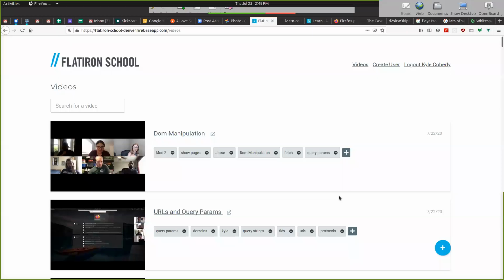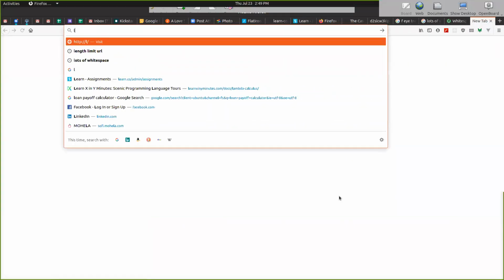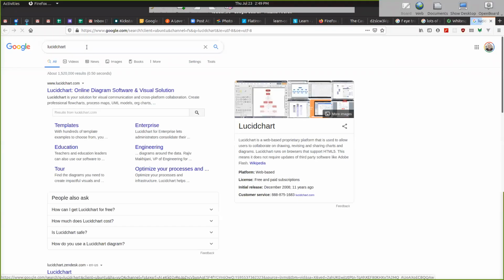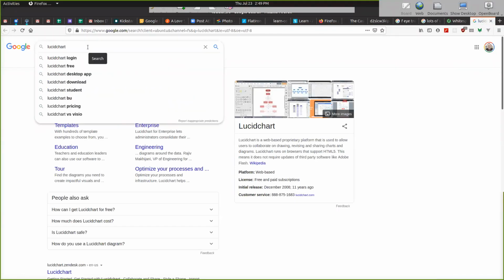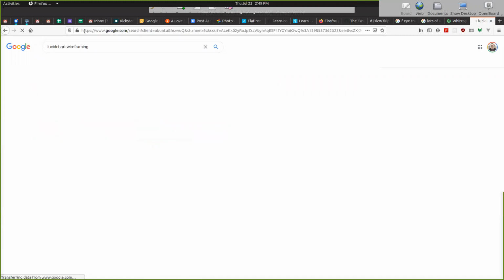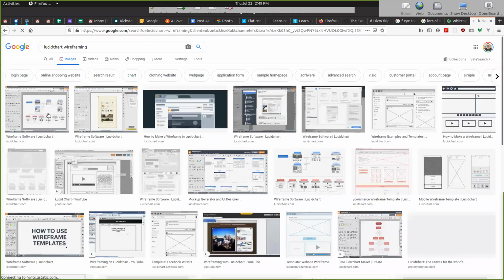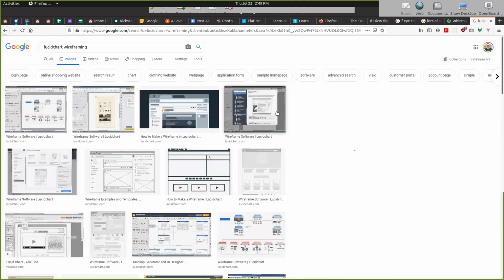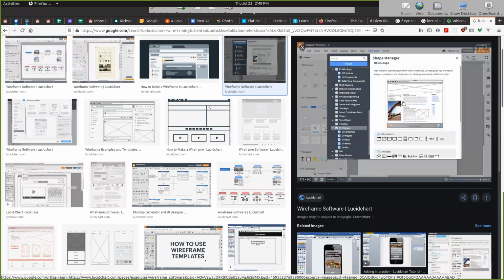The other stuff that I have used successfully before, Lucidchart is very good. Lucidchart is also really good for ERDs, by the way. But yeah, that's a Lucidchart wireframe. That is more what I was picturing.